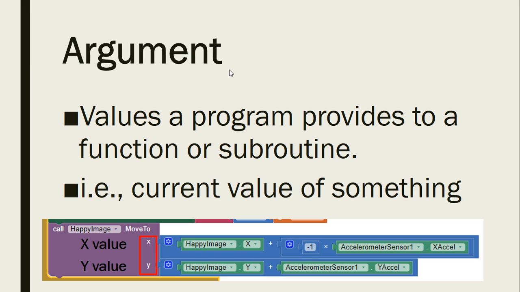But that's the argument. In computer terms, it's a value a program provides to other functions or subroutines inside of that program, so the current value of something. All right, that's all we've got for today in the vocab department. Input, inputting information, output, getting that information back, and then of course argument, values a program provides to a function or a routine.